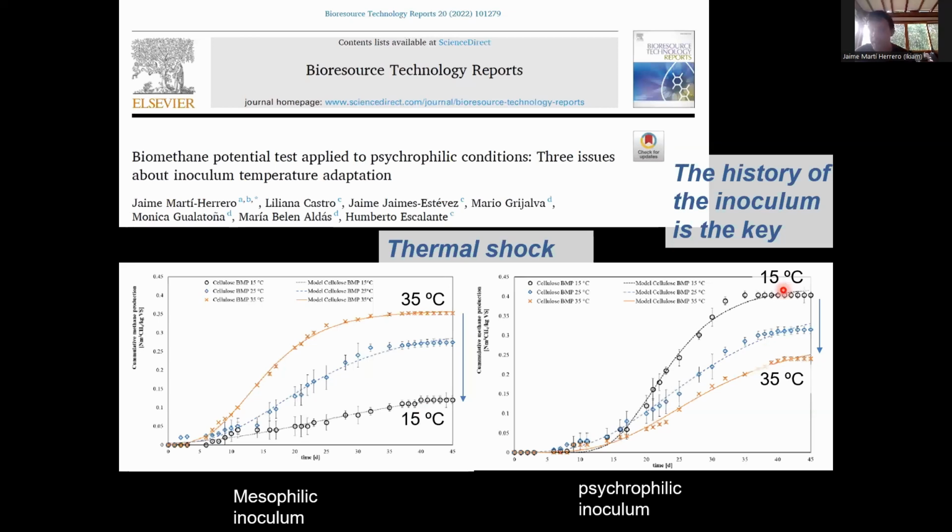From where are you taking the inoculum that is going to transform the organic matter into methane and biogas? Usually this history of the inoculum is not taken into account in laboratory, because usually in laboratory they want to get very fast results to publish very fast. And if you want to publish papers very fast, you need to work with high temperatures. So usually we don't know what's going on with low temperature conditions. We have a lack of information.